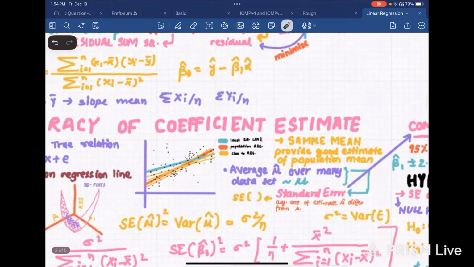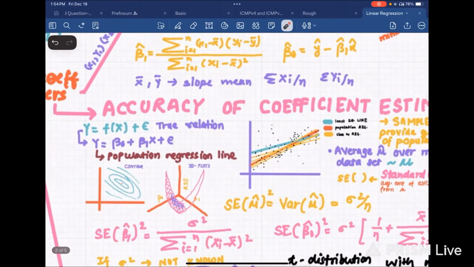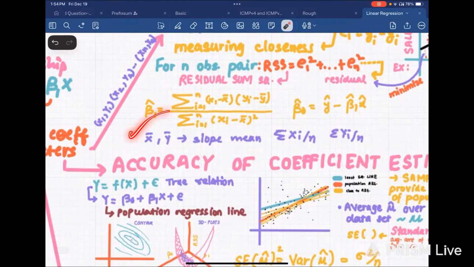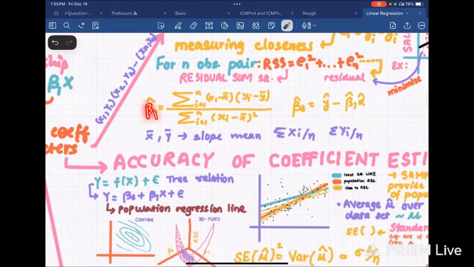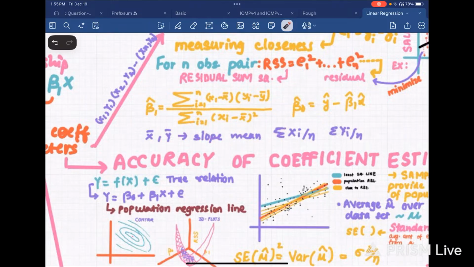After that we will look at the accuracy of the coefficient estimate. Firstly, you should know that this beta 1 and beta naught we have found are estimated values. Beta 1 cap is sigma of xi minus x dash times yi minus y dash, divided by sigma of xi minus x dash whole square. And beta naught we find using y dash minus beta 1 cap times x dash. Here x dash and y dash are basically the sample means.